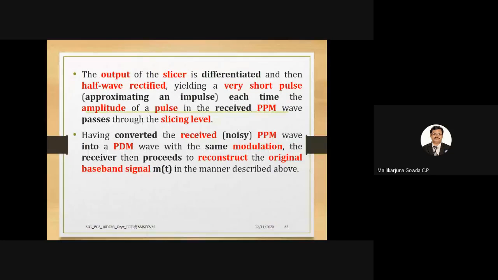So the output of the slicer is differentiated and then half-wave rectified to yield the very short pulse, which, as I said, approximates an impulse each time the amplitude of the pulse in the received PPM wave passes through the slicing level. Okay, so after converting the received noisy PPM wave into the pulse width modulated wave with the same modulation, the receiver then proceeds to reconstruct the original baseband signal m of t in the same manner that we have discussed earlier. Okay. Means it will be converting into PAM, then from PAM we will be getting back the original message signal.